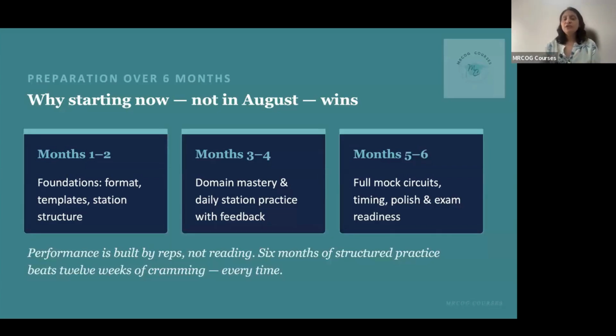Why starting now, not in August? I think that we have already talked about it: the earlier you start, you have a good foundation. You have some time to actually read from the foundation. Right now, if you are starting, it's not about rushing, like every day you have to do 5 stations. You can give some time to structure yourself and start from the base. And the performance is built by repetitions and not reading. You read, but then you speak. And repeated speaking is what is going to help you out.